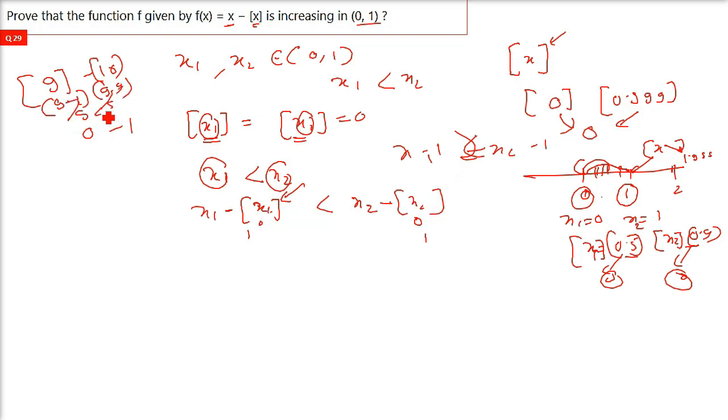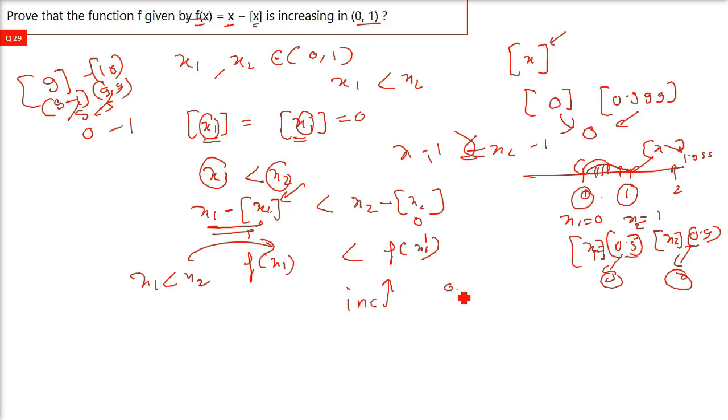So I hope that whole discussion is clear to you. So x1 minus the greatest integer function of x1 is what? It is f(x1). The other one is f(x2). So when you started with x1 less than x2, you found that f(x1) is less than f(x2). So that means this function is increasing in 0 to 1. So this is the logic.